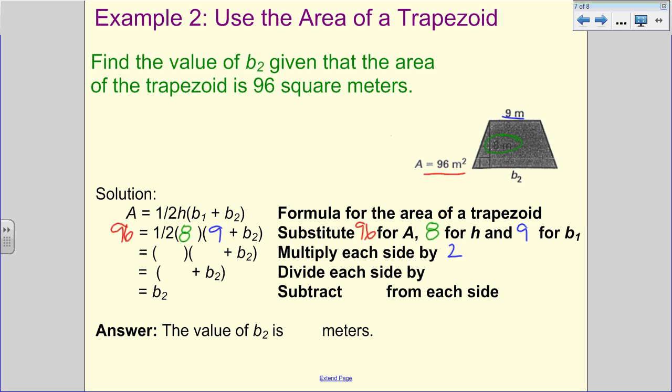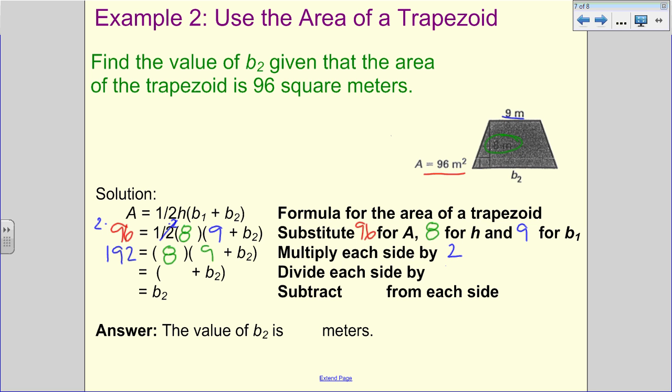Okay, because that's what we recognize from the triangles. To get rid of the 1/2, you multiply by 2. That's the only time you multiply by 2, if there's 1/2 in your formula. So you're going to have 192 is equal to 8 times 9 plus B1 plus 9 plus B2.